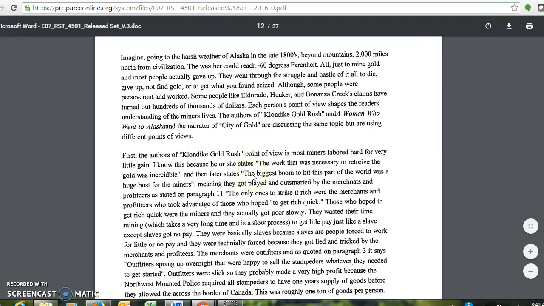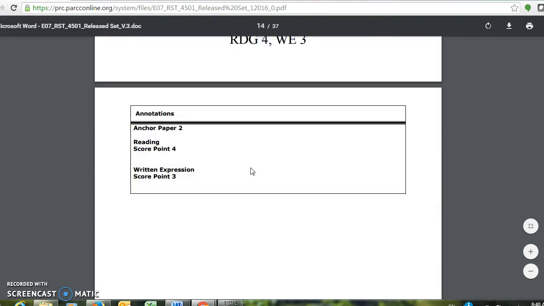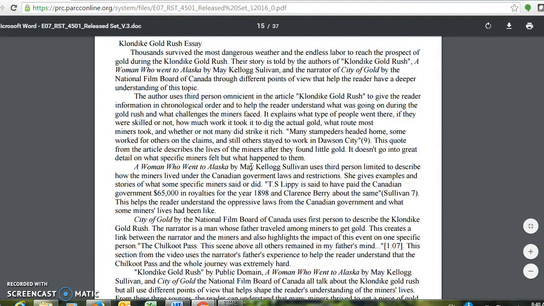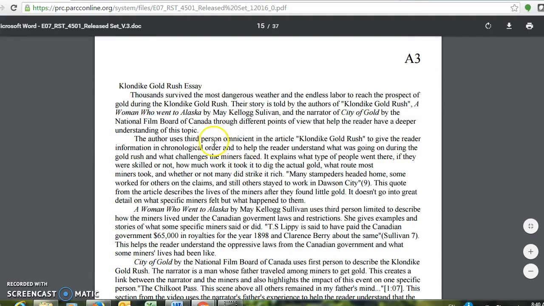As you go through, this is another very successful essay. And this one got a 4 and a 3, still very high scores. This is another successful essay. But this one is one that you can maybe see is a little bit more straightforward. "Thousands survived the most dangerous weather and the endless labor to reach the prospect of gold during the Klondike Gold Rush." That's a good hook.